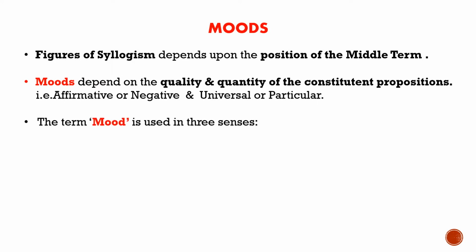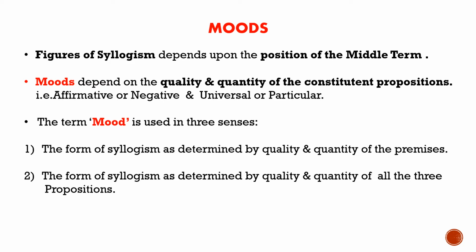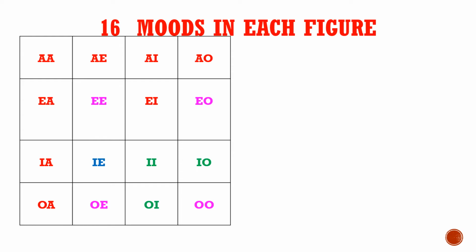The term mood is used in three senses: first, the form of syllogism as determined by the quantity and quality of the premises; secondly, the form of syllogism as determined by the quality and quantity of all the three propositions; and thirdly, the form of syllogism in which the conclusion is validly drawn. Thus, there are 16 moods in each figure. That will be 16 into 4 is 64 moods.